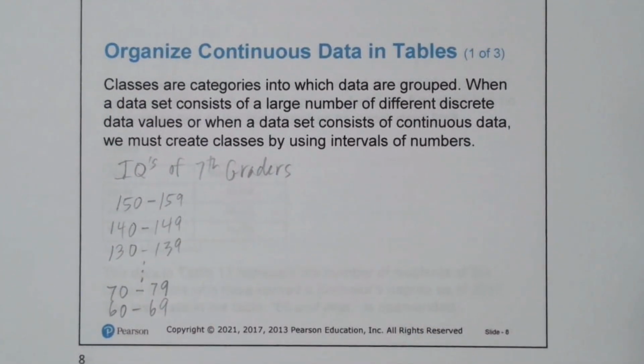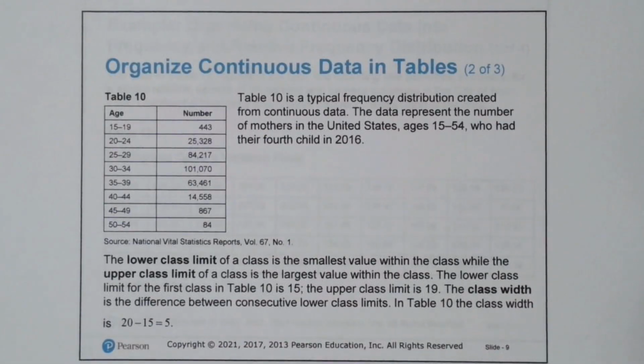The main thing is, there's a few things we'll talk about, but one of the things that's important with these classes is they should all be the same size, and there should never be any confusion about where a piece of data goes. Which class does it go into? They should all be the same size, and there should be no overlap. All right, so let's look at some of the rules of classes.